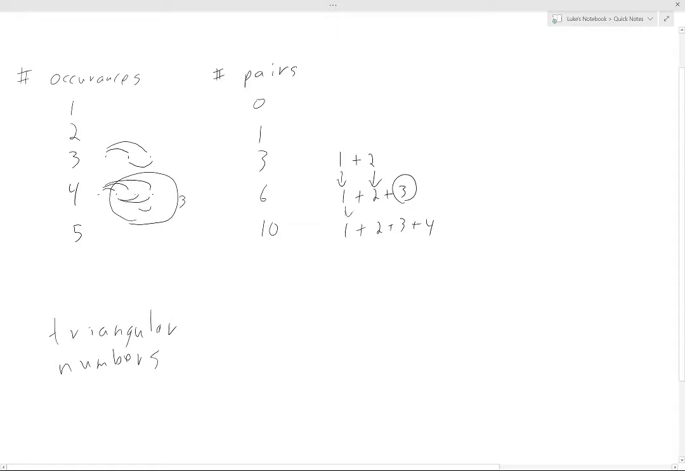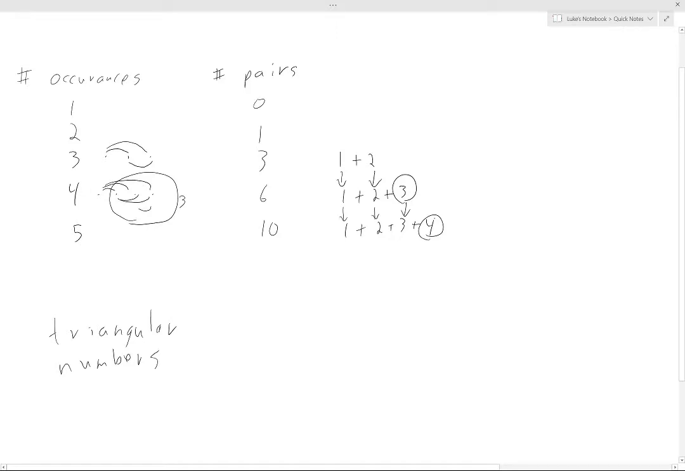And the same thing happens between 4 and 5. The 1 and the 2 and the 3 come down because you get all the pairs that you had for 4 occurrences. And then for that 5th occurrence, it can connect to any of the 4 remaining occurrences, which is where this 4 comes from. And that's why this pattern occurs.